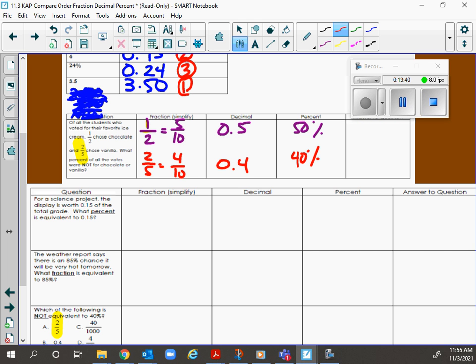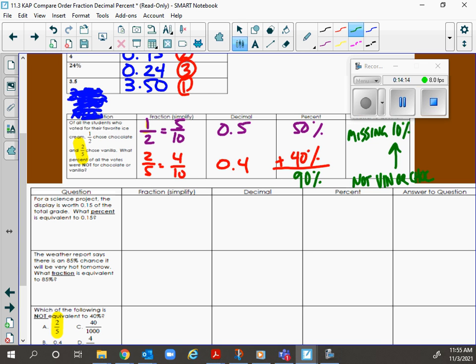So if I'm thinking about all of the people I asked, that has to be 100%. If I add 40 and 50% together, I end up getting 90%. So we're missing how many percent? Yeah, we're missing 10% of the people that we asked, meaning that that 10% is the people not picking vanilla or chocolate. Does that make sense?